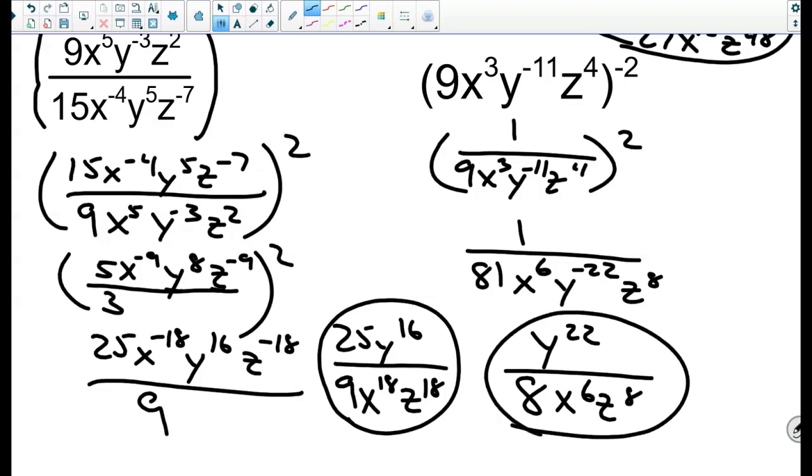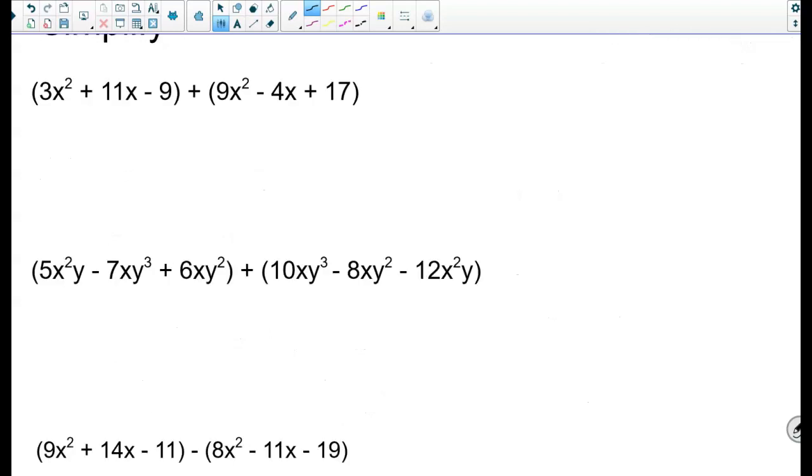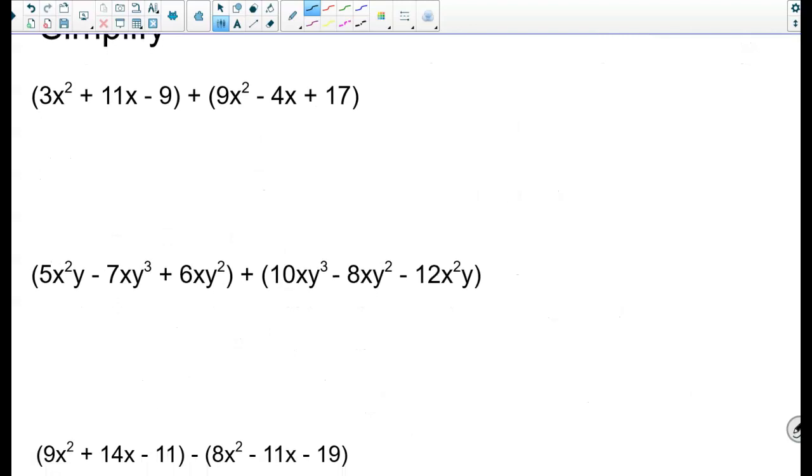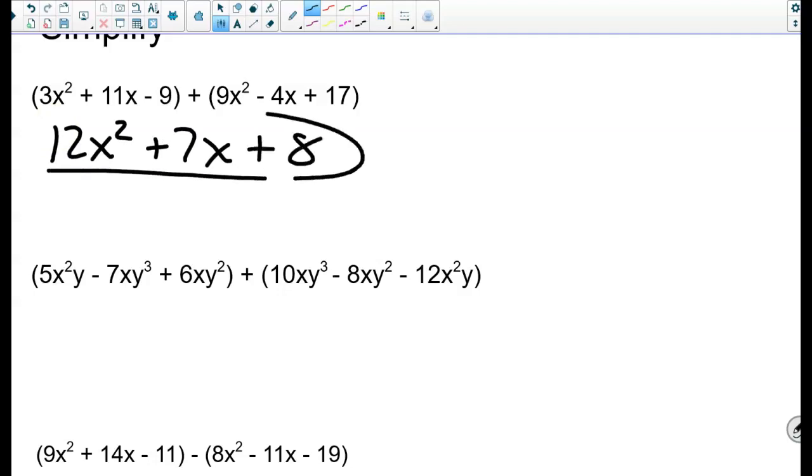And there's our answer. With an addition sign, with simplification, I can go right to combining like terms. 3x squared and 9x squared is 12x squared. 11x and negative 4 is 7x. Negative 9 and 17 is positive 8. And that's my answer. That's a gift.